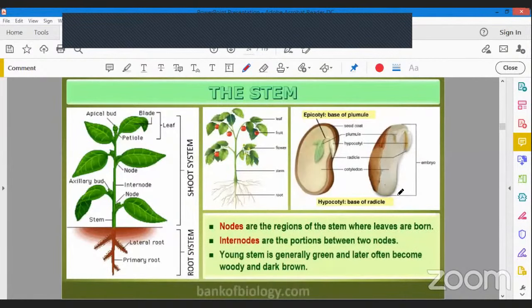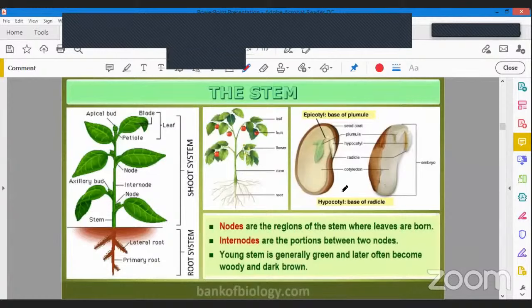Now, what are nodes? Nodes are the regions of the stem where the leaves are born. Internodes are the portions between two nodes. Can you see here? If this is a node, this is the internode. A young stem is generally green and later often becomes woody and dark brown. So keep this in mind. Done.